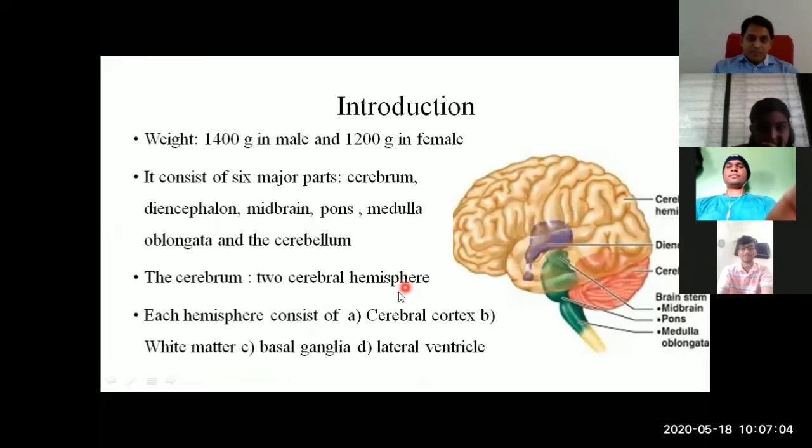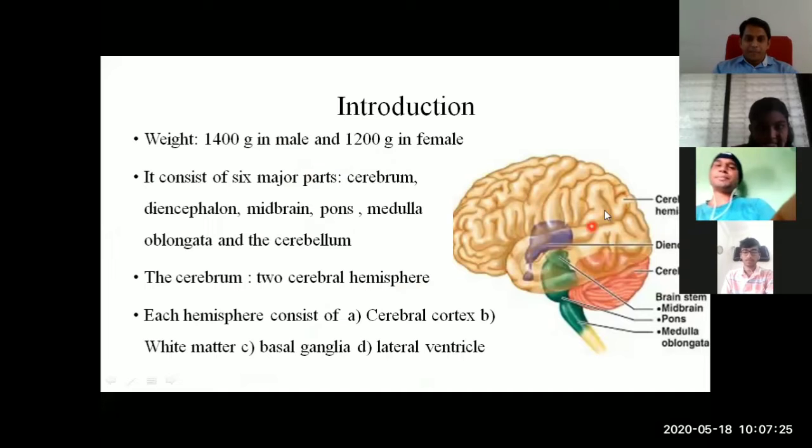Let us see what the weight of the brain is. The weight is around 1,400 grams in males and around 1,200 grams in females. Don't worry, girls, it's actually the intelligence which matters.